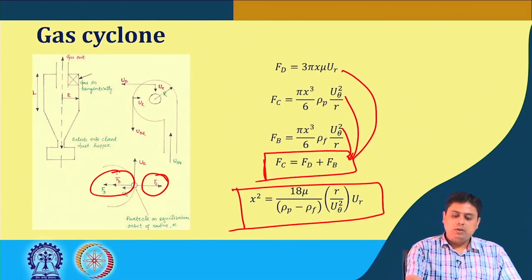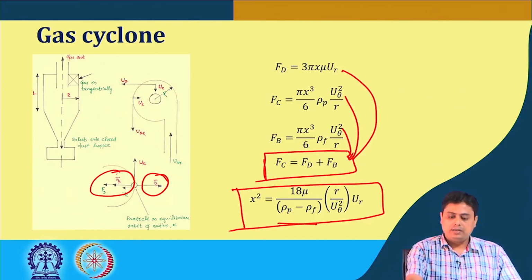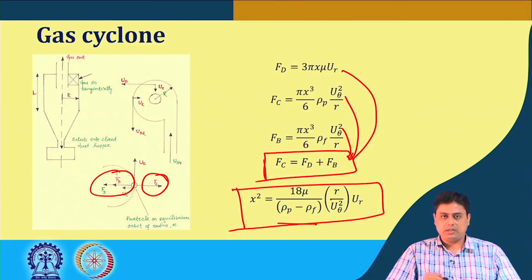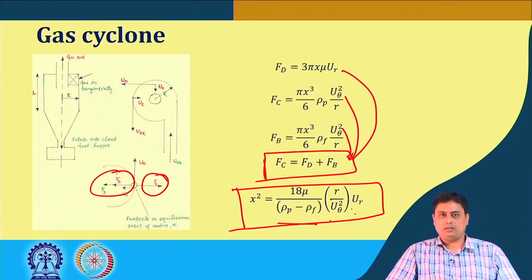So, 18 mu divided by the density difference of the particle and the fluid, r is the radius of the orbit that a particle of diameter x has taken at equilibrium, u theta is the tangential velocity, u r is the radial velocity of the particle. So, we find an expression of the particle diameter and its equilibrium radius, the radius of the orbit.